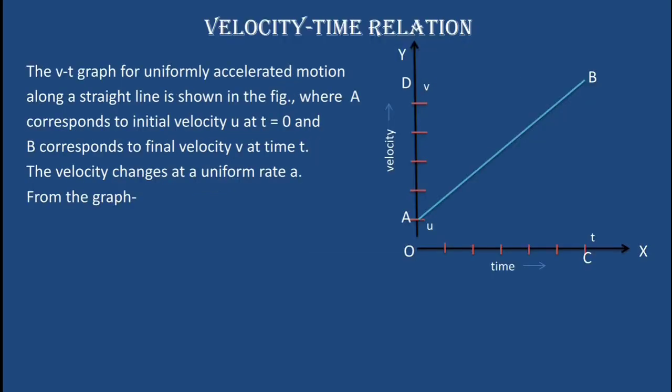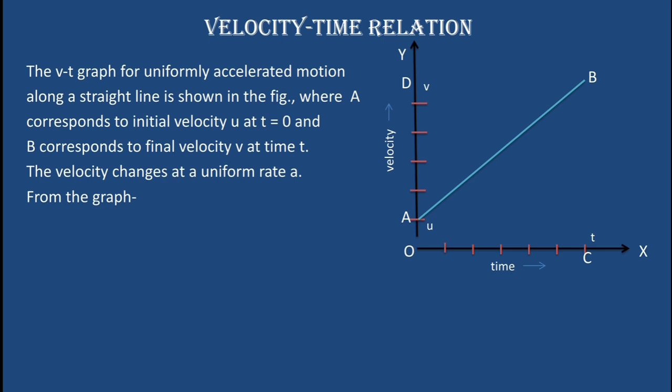Now we will see the derivation of the first equation of motion, that is velocity time relation. For that we have chosen a velocity time graph for uniformly accelerated motion, because we know that the slope of the velocity time graph gives us acceleration. Now let us see, in this graph you can see that the point A corresponds to initial velocity u at a time 0 seconds, and point B corresponds to final velocity v after a time t, and this change from u to v occurs at a constant rate of acceleration a.